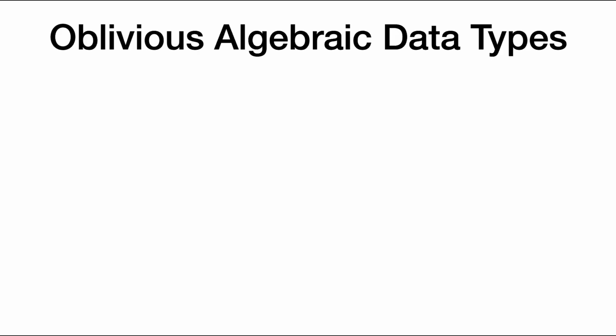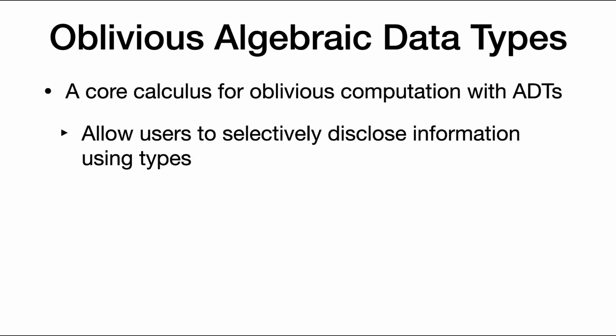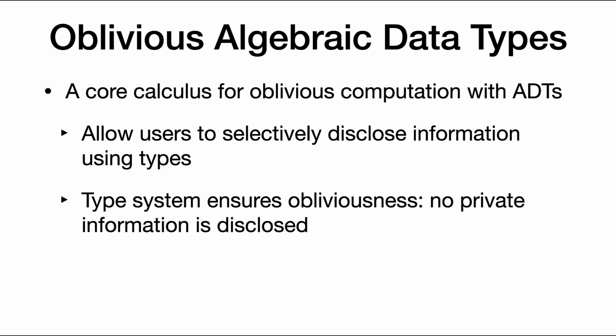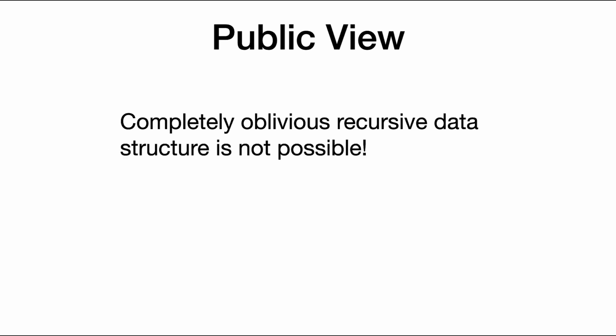In this work, we introduce a core calculus for doing oblivious computation with algebraic data types whose shapes are also protected. It allows the users to choose what to disclose using types, and I will talk about why we need that later. And the type system ensures no private information is disclosed. Lastly, we also have a novel semantics to separate the program logic and the security concerns. More on that later.